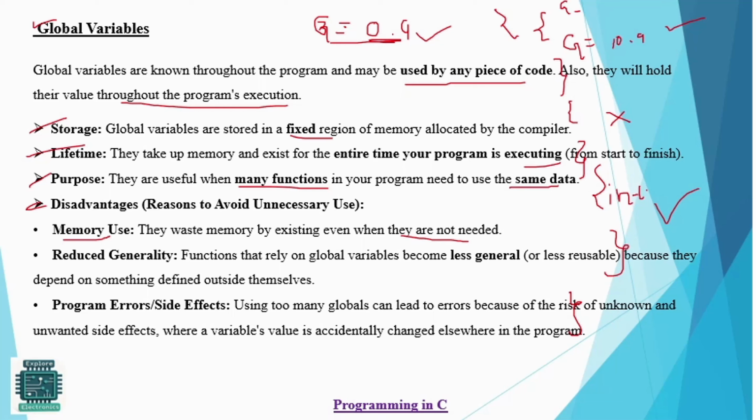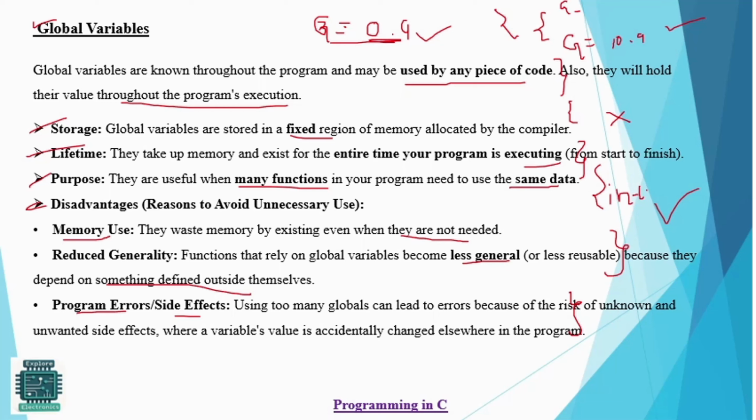The next point is reduced generality. Functions that rely on global variables become less general, meaning less reusable, because they depend on something defined outside themselves. The third reason is program errors or side effects. Using globals can lead to errors because of the risk of unknown or unwanted side effects, where a variable's value is accidentally changed elsewhere in the program.